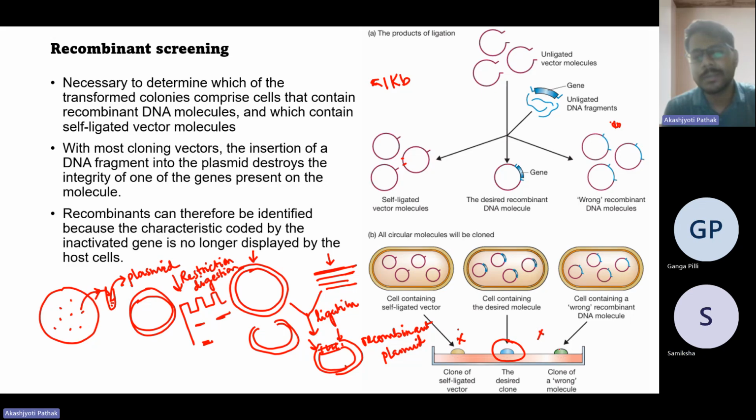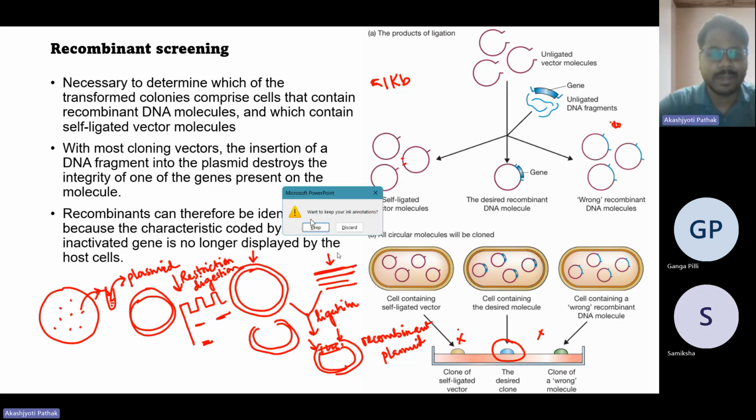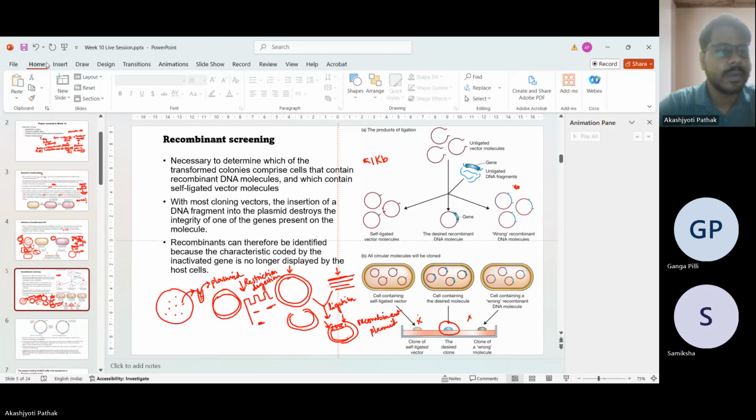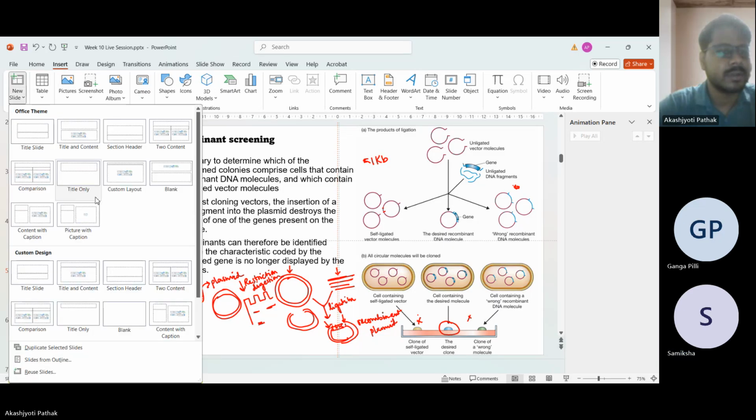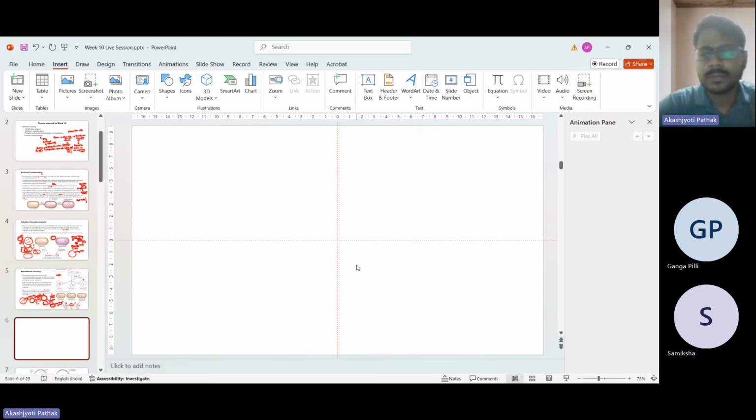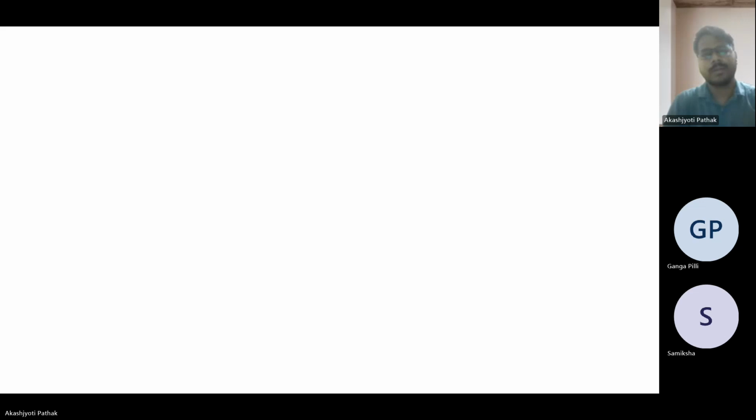So, yes, tell me. What is the difference between the previous slide and this slide? The same thing only. No, it's not the same thing. Let me explain to you. There are two concepts that you have to understand: what is the meaning of transformants and what is the meaning of recombinants.